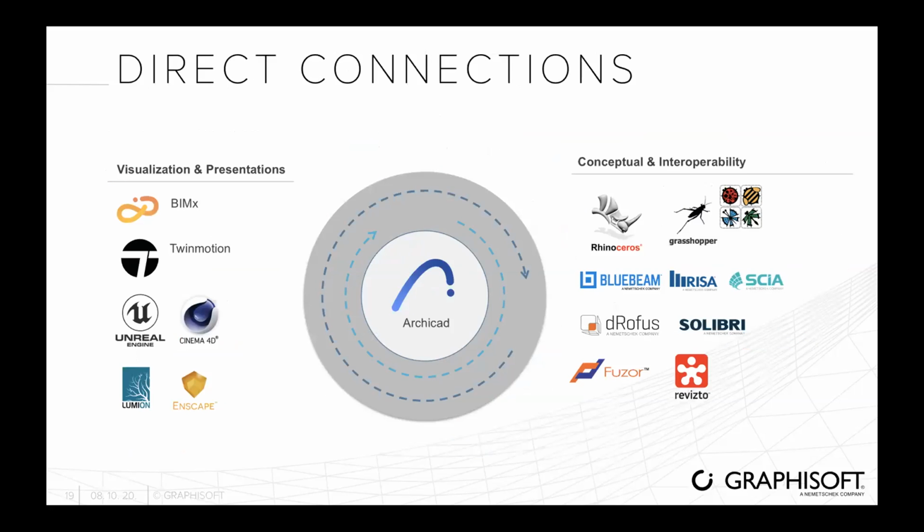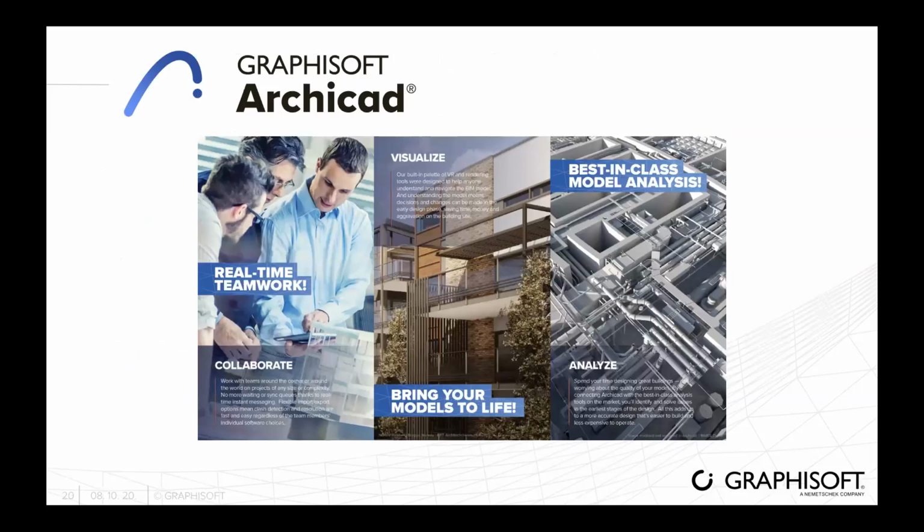These are some of the direct connections that ArchiCAD works really well with: BIMx, Twinmotion, Cinema 4D, Lumion, Enscape, Unreal Engine, Rhino, Bluebeam, dRofus, Kalibri, Fuse, and Revisto. Depending on what workflows you need, there's always a way to work, and these are some of our very good brands to collaborate with. We're focused on improved teamwork, improved visualization, and best-in-class model analysis with collaboration.